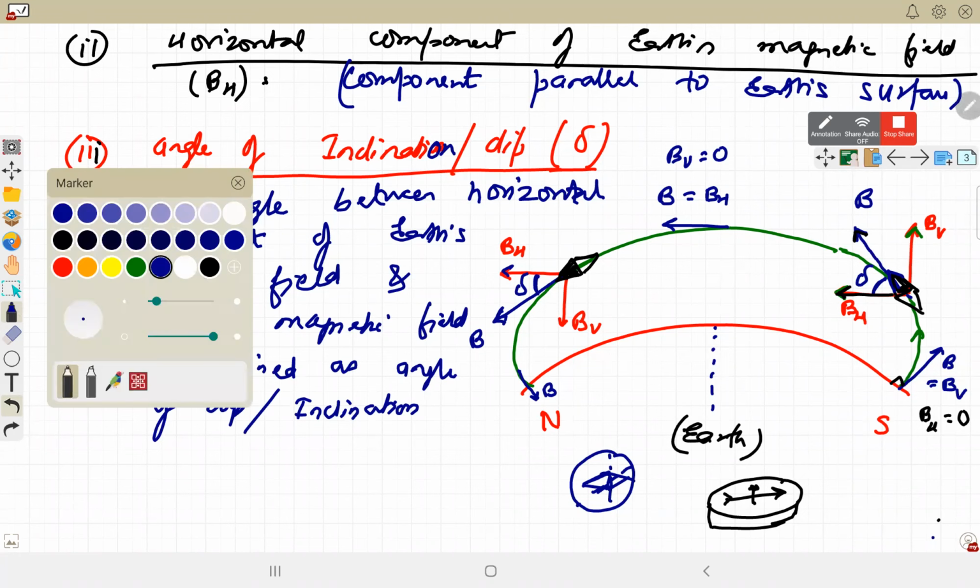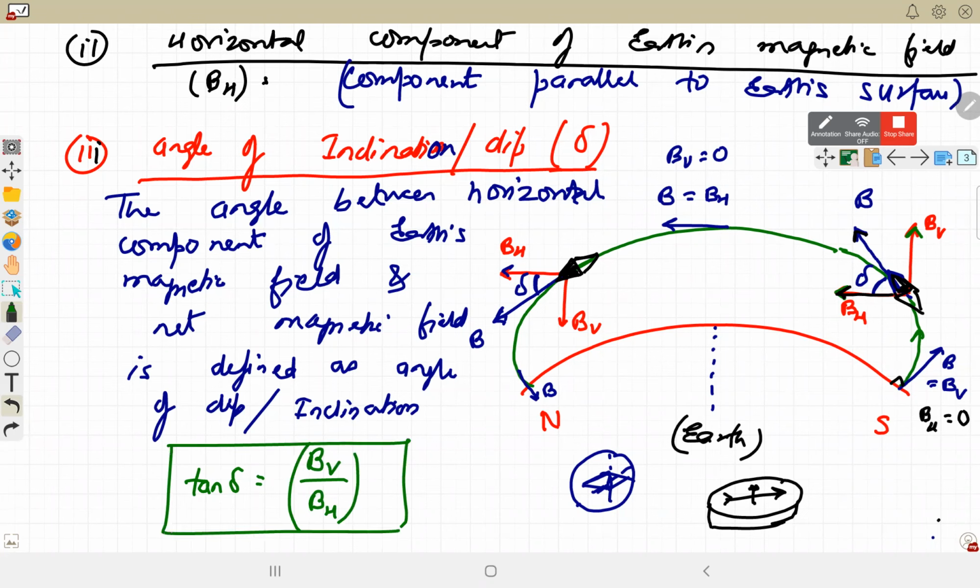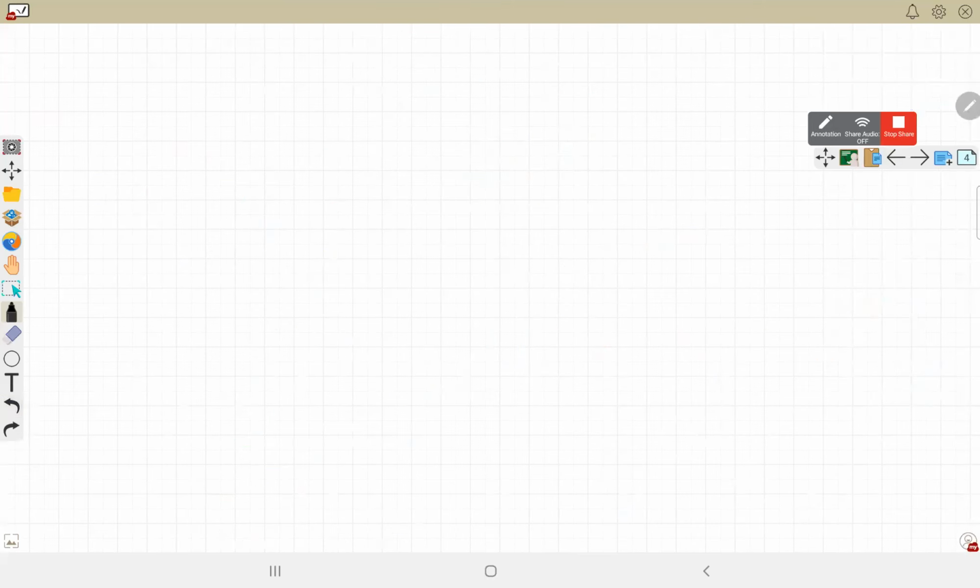So vector B has two components BV, BH, और उसका जो resultant है that is B. So resultant की direction निकालते हैं, tan delta is perpendicular component divided by base. So tan delta is BV by BH. That is the formula to calculate angle of dip. BV is the vertical component of Earth's magnetic field. BH is the horizontal component of Earth's magnetic field.